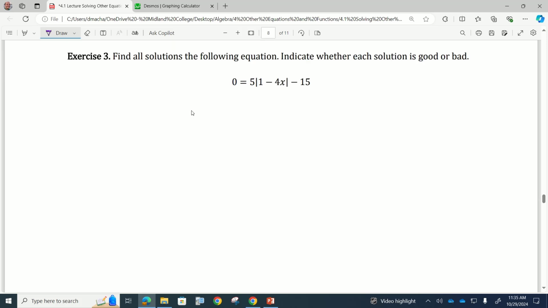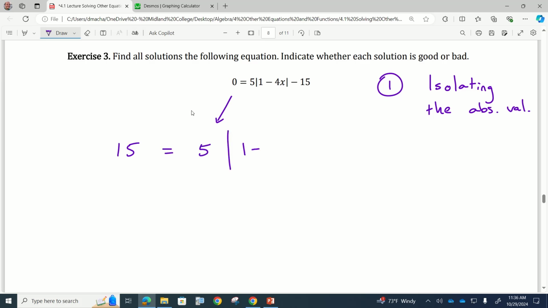Same kind of deal. I want to start off by isolating the absolute value. I didn't have to do that in the previous example, but in this case, I do. In the previous example, it started off already isolated. But this time, I would have to start by adding 15 to both sides. And then I would divide both sides by 5.